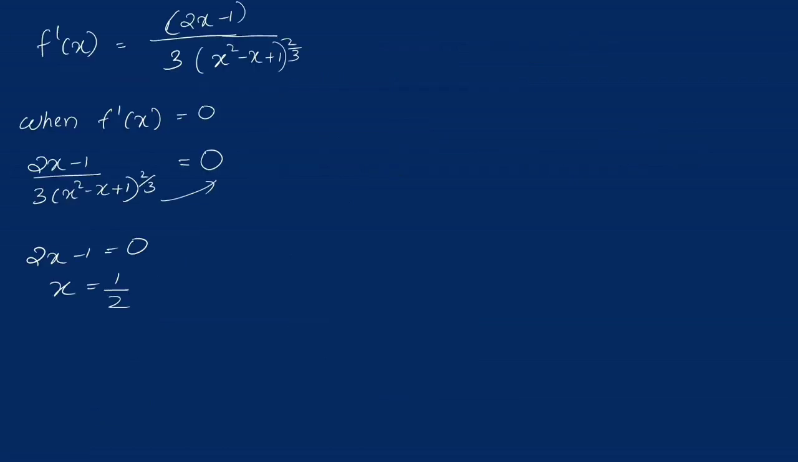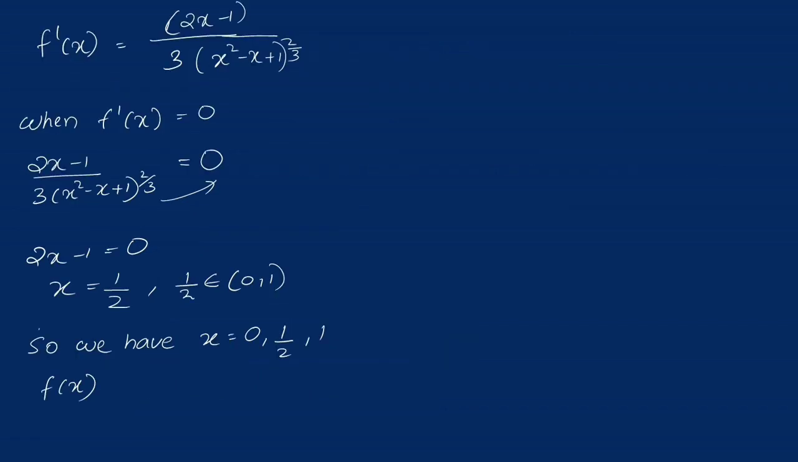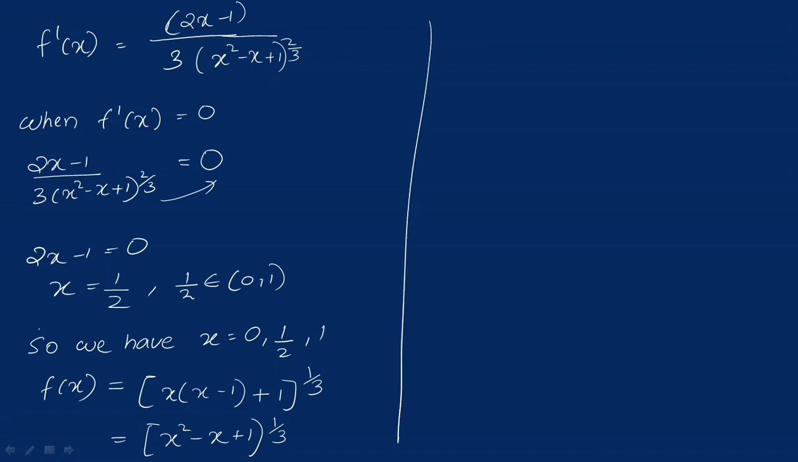Does x = 1/2 belong to the interval 0 to 1? Yes, it does. So we have three values for x: 0, 1/2 and 1. We have f(x) = [x(x − 1) + 1]^(1/3), or (x² − x + 1)^(1/3). In the question we want to find the maximum value, right?